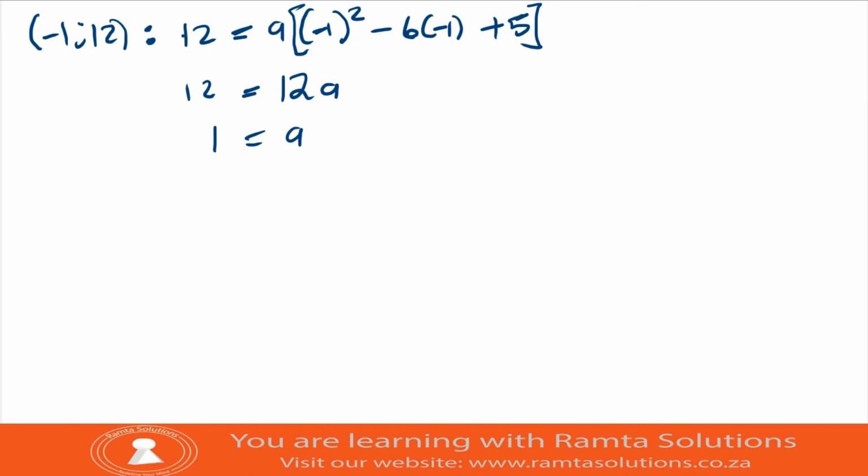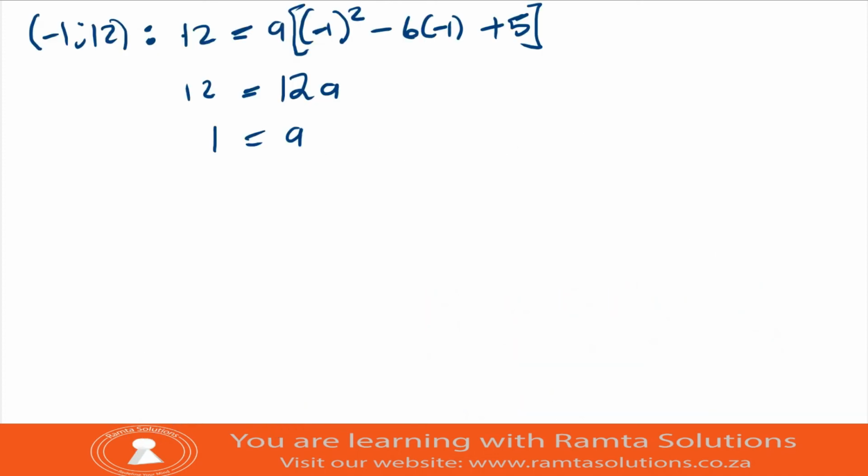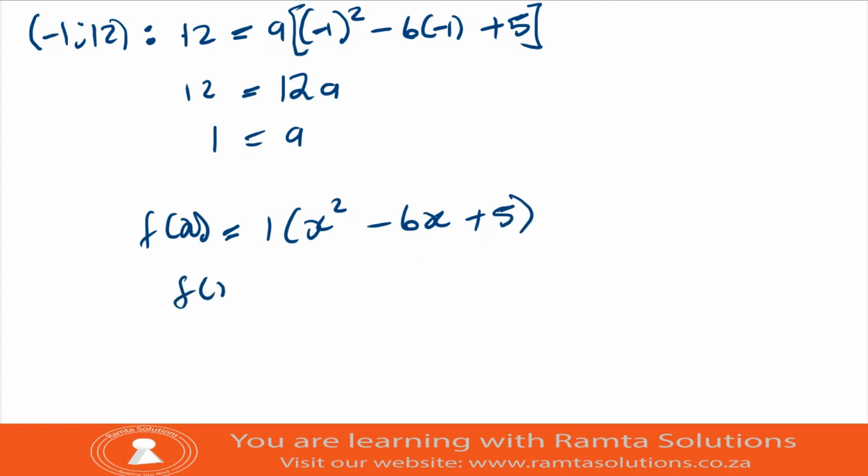It makes sense for a to be equal to 1 because this graph is smiling. Therefore, I am expecting my a to be positive. Now, I will substitute this back into this expression. Where there's a, I put 1, right? So f of x equals 1 into x squared minus 6x plus 5. Now, what is f of x? F of x is x squared minus 6x plus 5. You see, now I have found the equation, right?